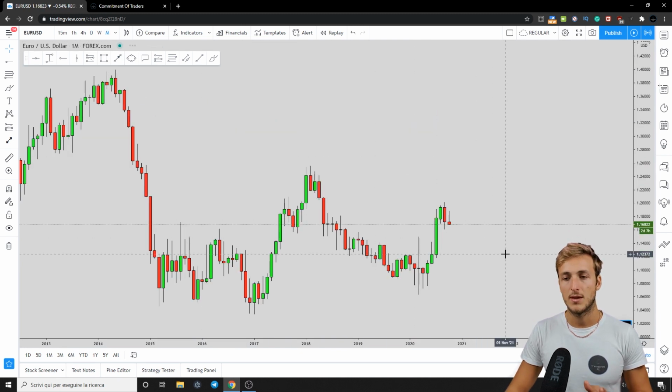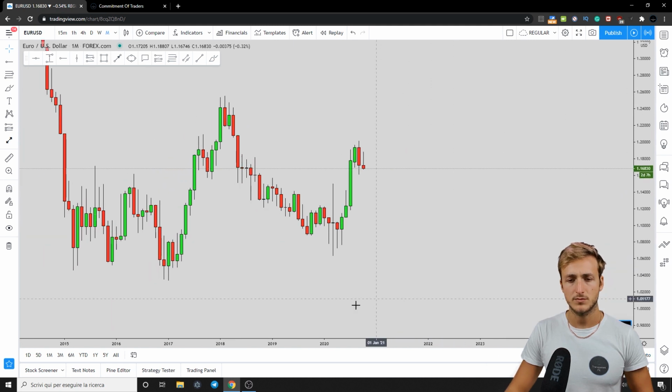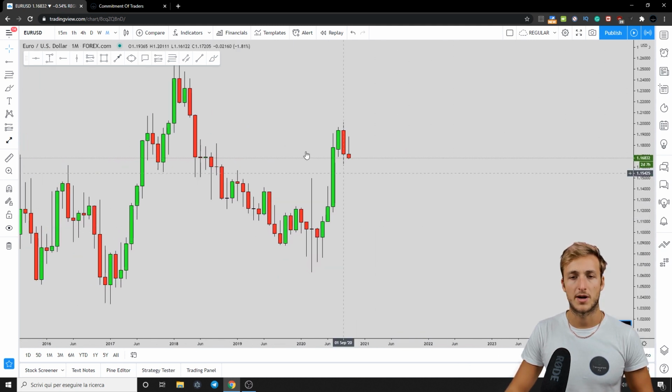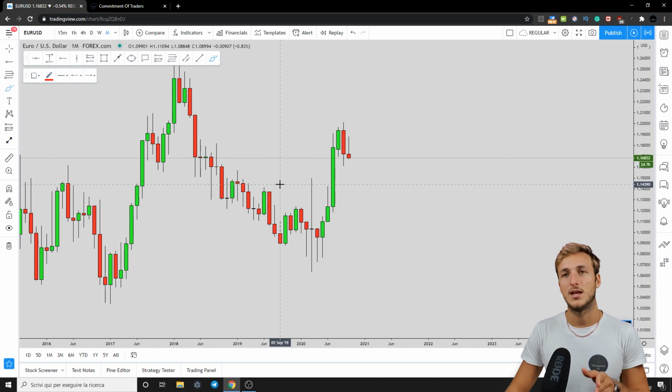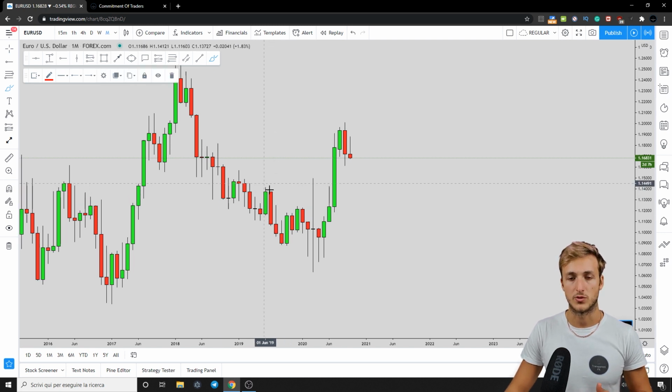Now, starting from the monthly time frame, what do we have? From a monthly perspective, we have a market that currently has created an overextended W formation. We have an impulse to the downside, retracement, lower low, and higher high that broke above this high here, which is the first leg of the pattern.